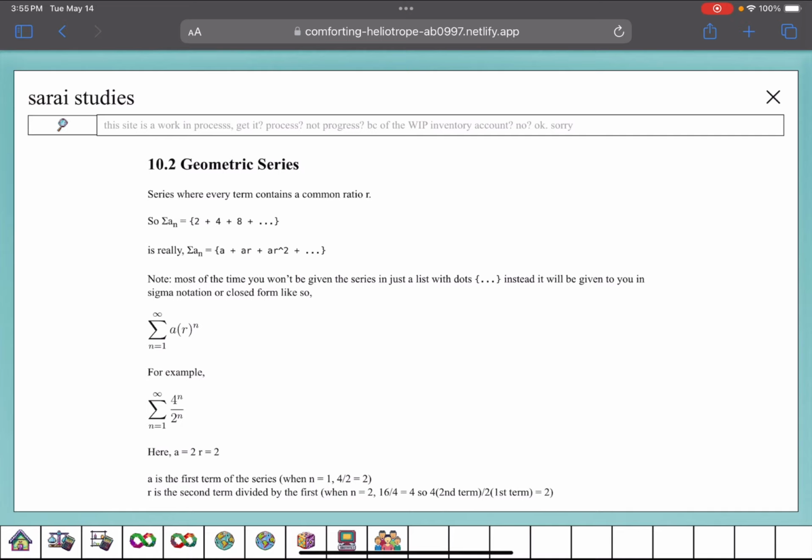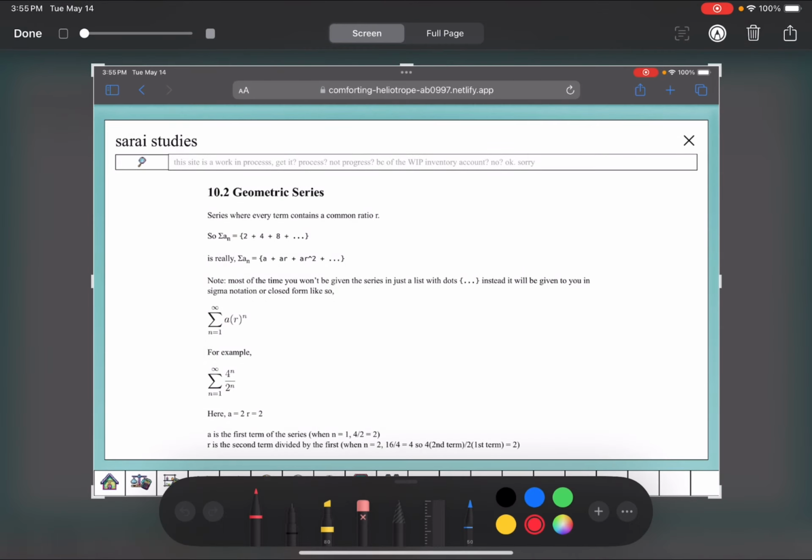We are now on 10.2 geometric series. A geometric series is one where every term has something in common. We call that something in common the common ratio R. So you'll see geometric series mostly in this form. And so let's take a look at an example.